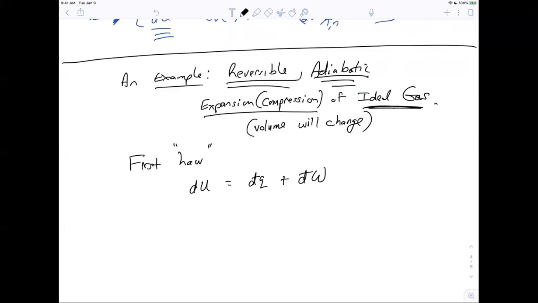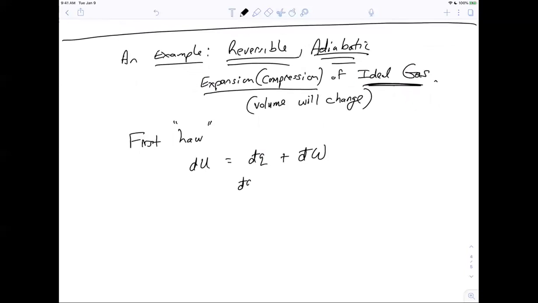But since it's adiabatic, what can we say about one of the terms in our expression of the first law? dq is 0. Yeah, exactly. dq is 0 because the process is adiabatic. And by definition, an adiabatic process, in the idealized case, of course, has no heat interaction with the environment. So in this case, dU is equal to dw.